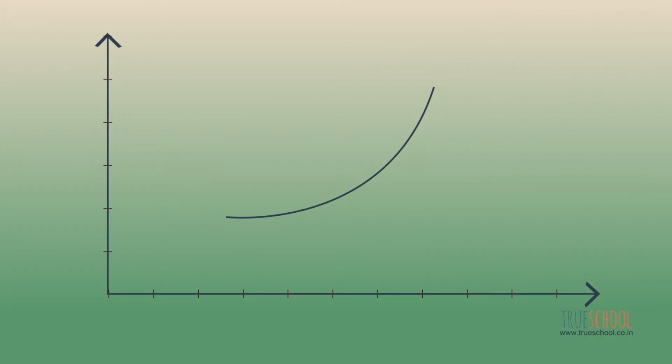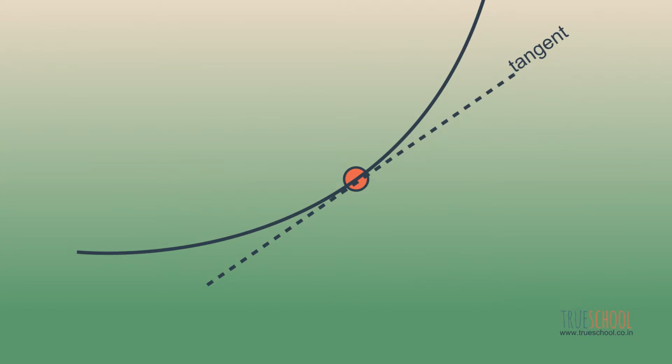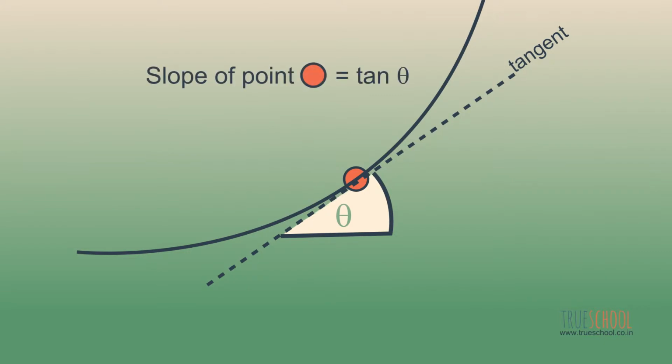If I want to find the slope of a curve at any point, I will simply draw a tangent from this point and find tan theta for this tangent line. The value of tan theta will give the slope of the curve at this point.